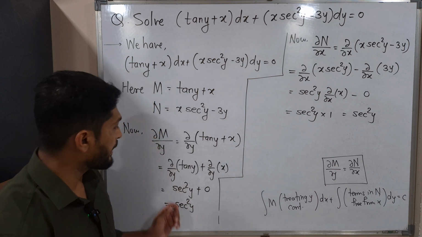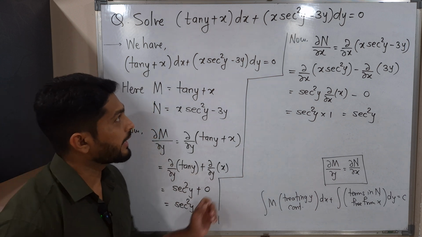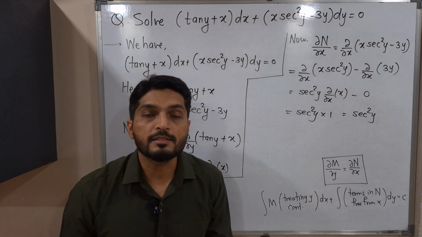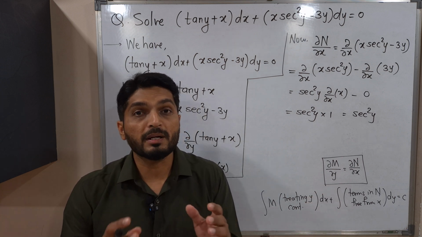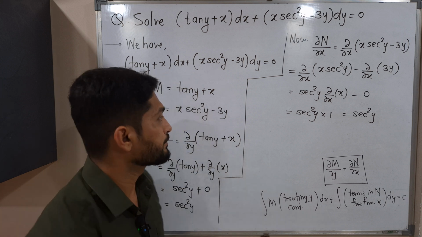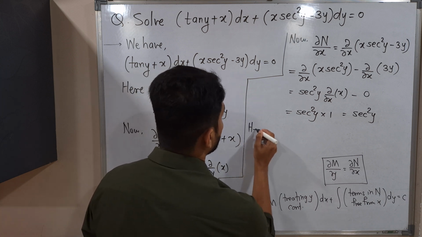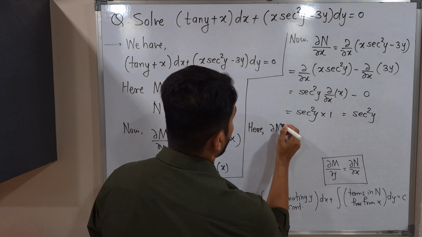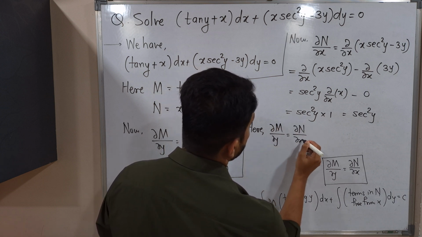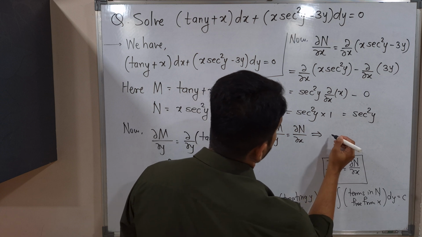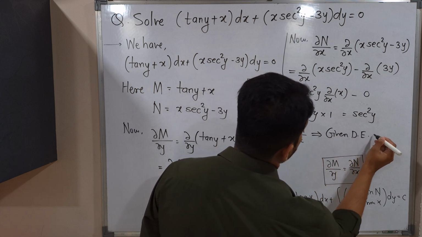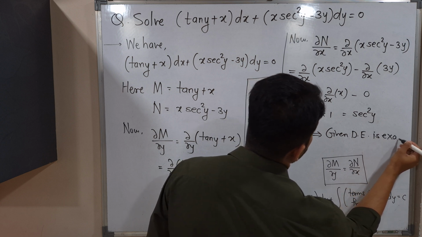So del m by del y, this thing, and del n by del x are the same. That means del m by del y is the same as del n by del x. Both of them are the same. So that's why we can declare this is an exact differential equation. Here del m by del y is equal to del n by del x. So that's why you can say the given differential equation is exact.